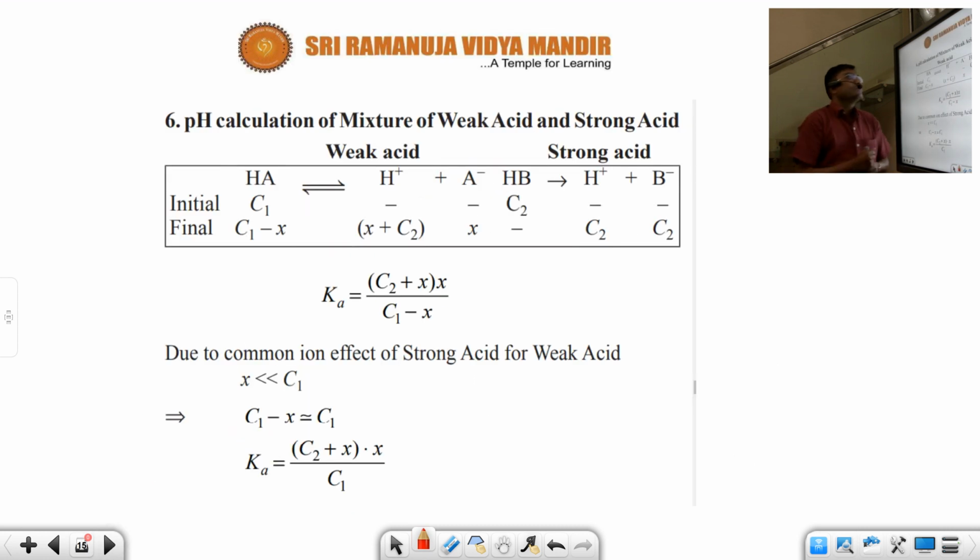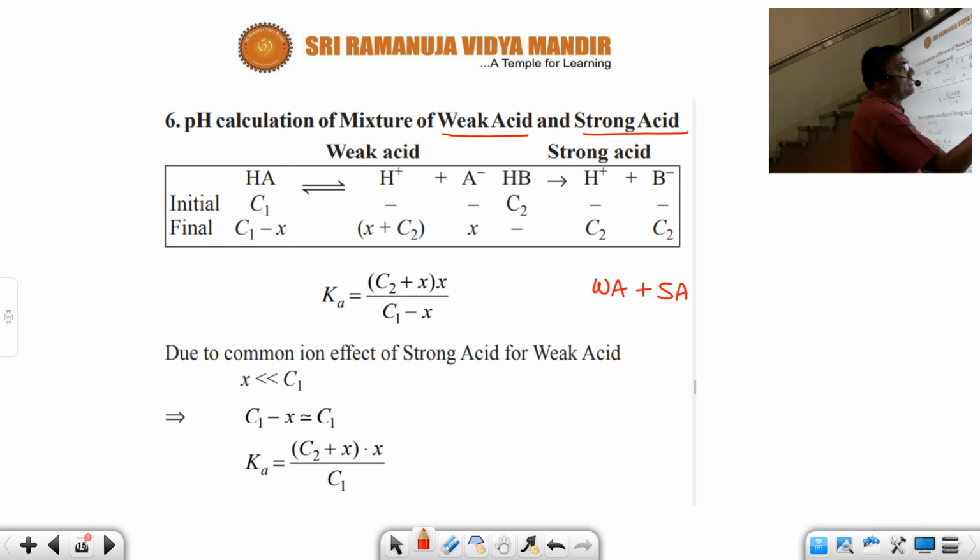Now let us take a case where you take a mixture of a weak acid and a strong acid. So you are taking a weak acid plus a strong acid. In the earlier session, you have taken all strong stuff: two strong acids, or two strong bases, or a strong acid and a strong base. Well, now let us start with a weak acid.